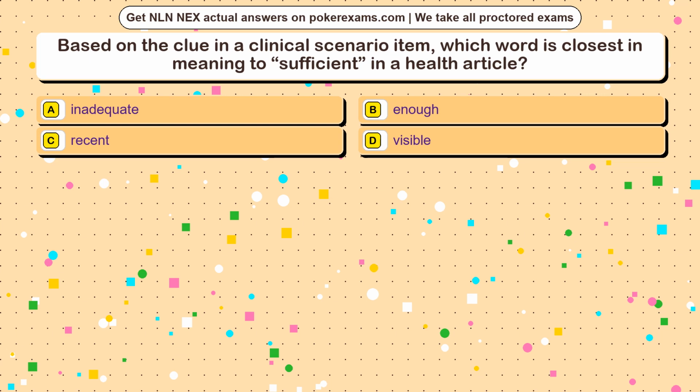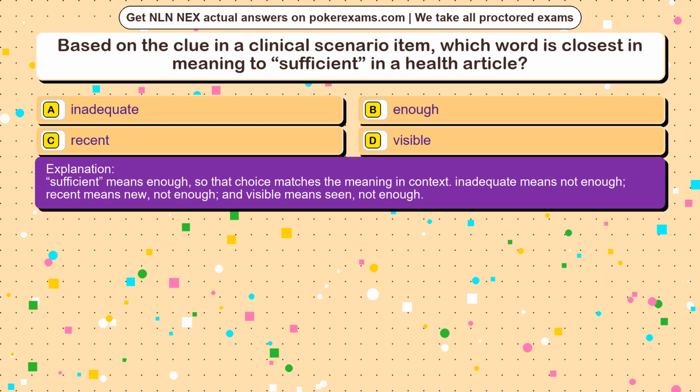The correct answer is option. Sufficient means enough, so that choice matches the meaning in context. Inadequate means not enough, recent means new, not enough, and visible means seen, not enough.